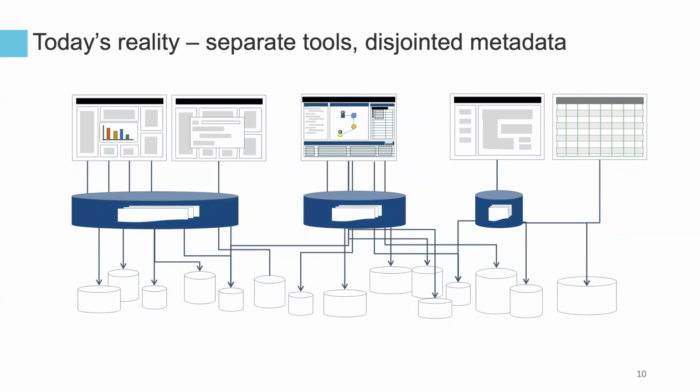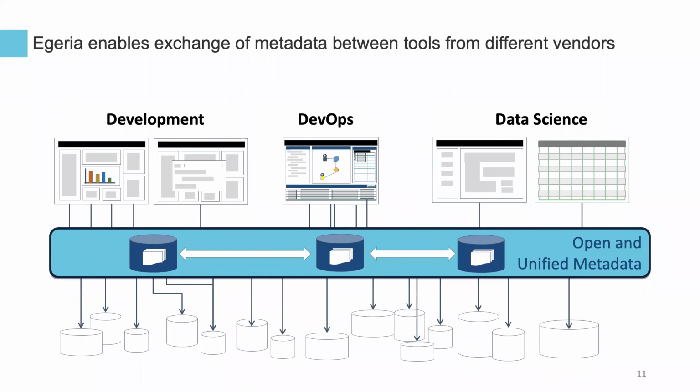So if we go back to that view that we had just now of today's reality, where we have separate tools, disjointed metadata, and distributed data repositories from different vendors with different owners in different geographies, then how can Egeria help in this regard? Basically, it allows us to create a federated, unified, and open view of the metadata across the different repositories, so that the different tools can now share that open and unified view.